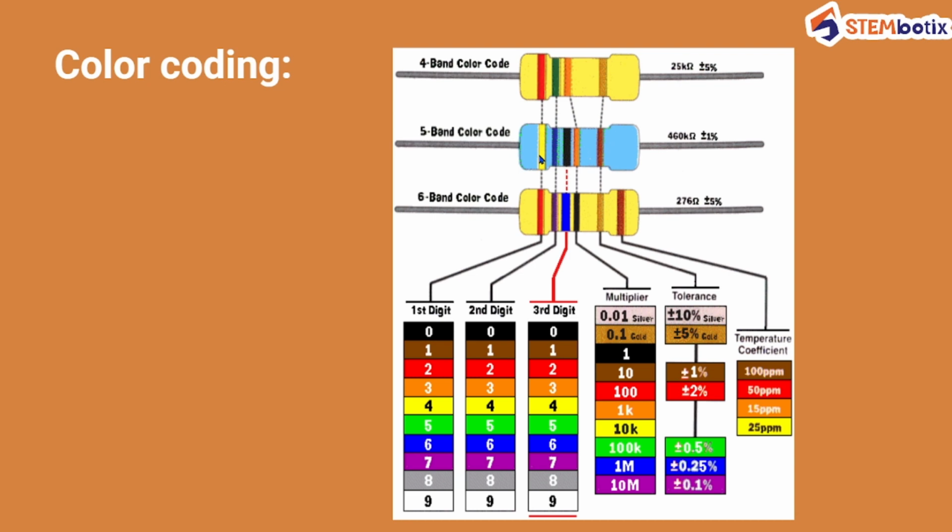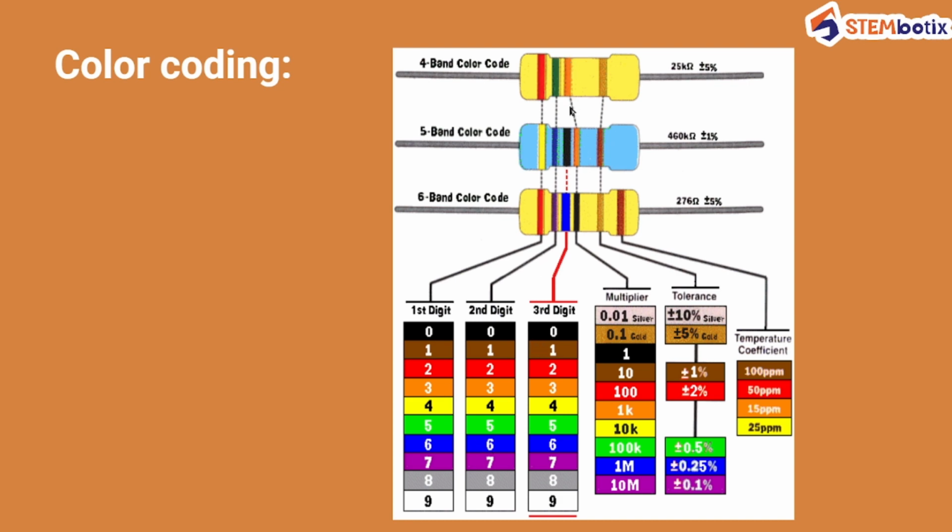Now let us see this 5 color band. The first two are for digits. This is a yellow stripe, so what would be the digit? It would be 4. Then after it is blue. Blue stands for the second digit, which is 6. Then it is 4 and 6.